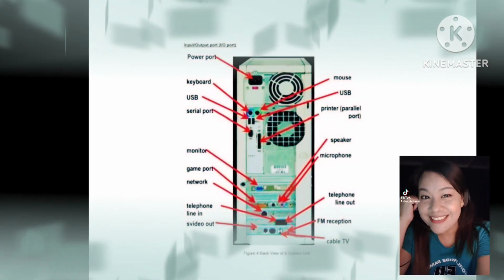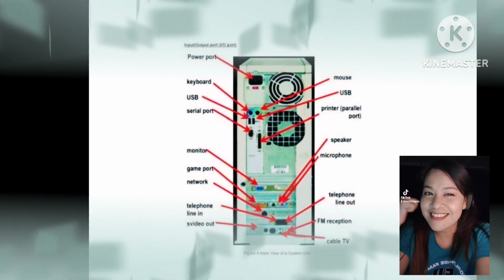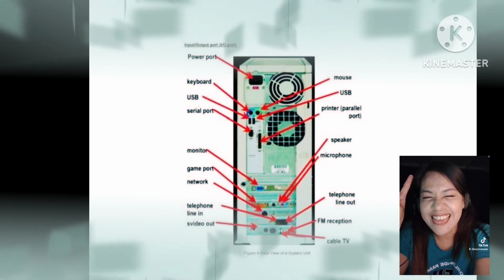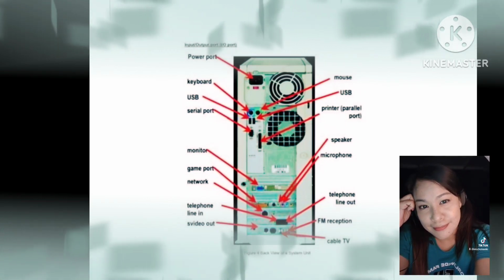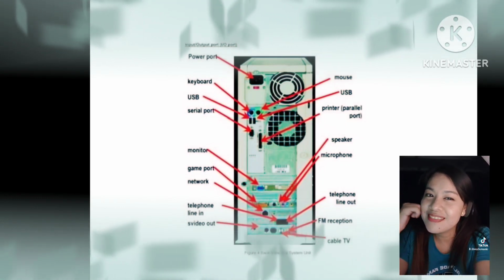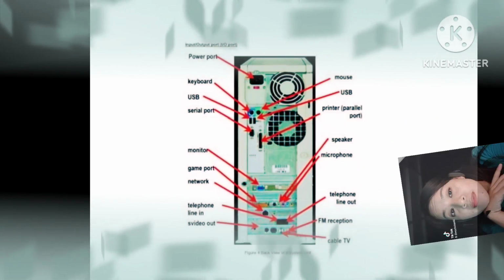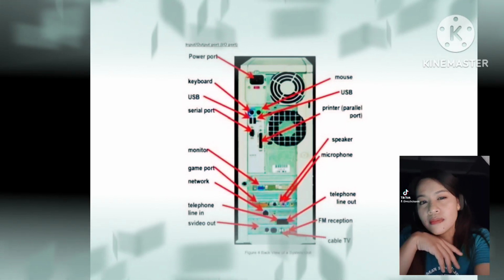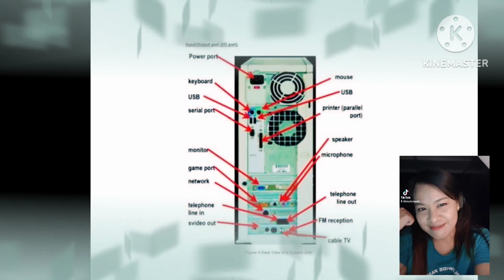So today's clip is about our chapter 10 activity. This is about the basics of computers' input or output ports. Now I'll be giving you some explanation of the function of the input and output devices. Okay, first on the list is the power port.